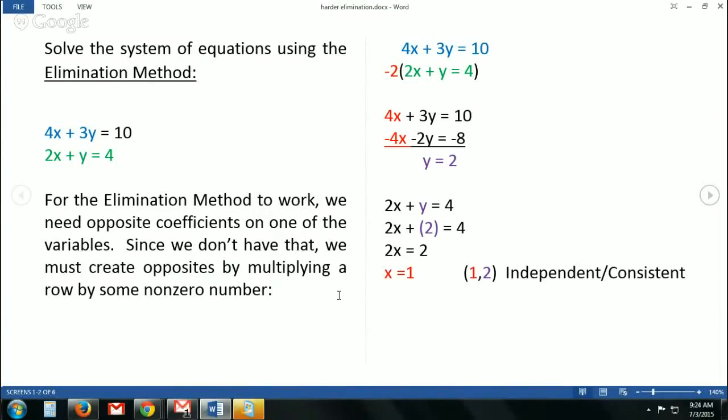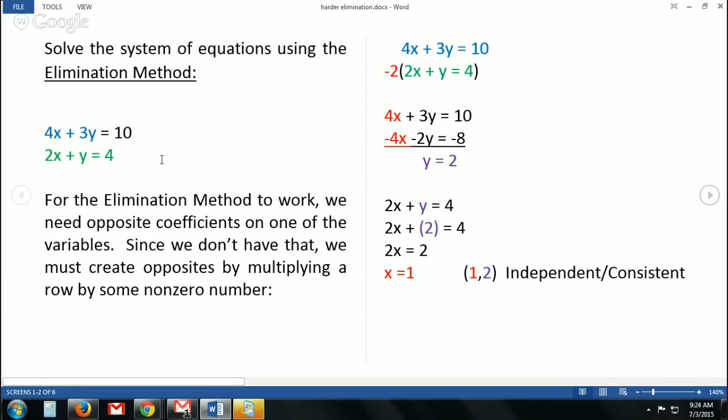Here we have a linear system of equations that we've been asked to solve using the elimination method. It is linear. Both of the equations are lines with a highest exponent of 1. Now, for the elimination method to work, remember we need opposite coefficients on one of the variables. So as I look at this problem, here is a positive 4x, there is a positive 2x. Those are not opposites. Here's a positive 3y, and here is a positive y.